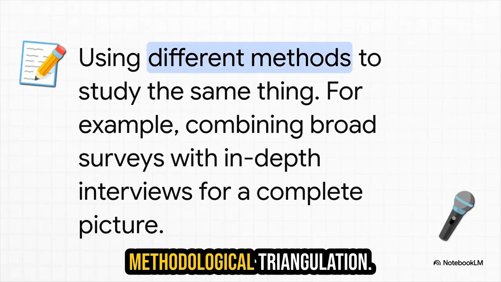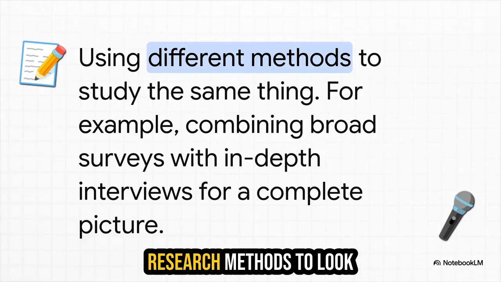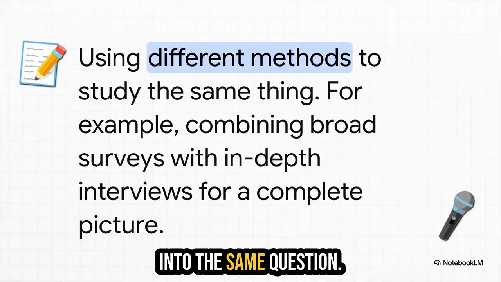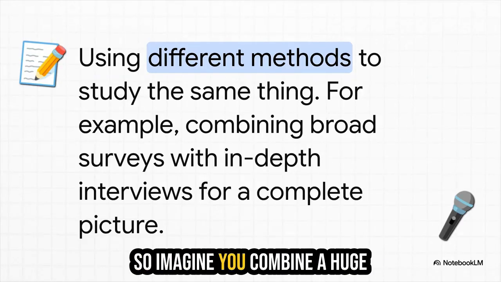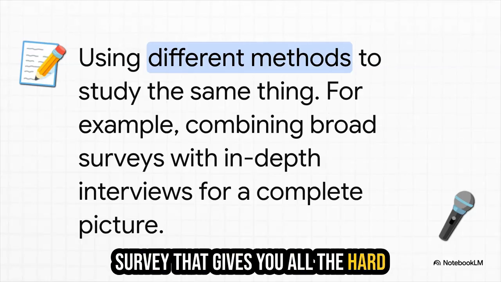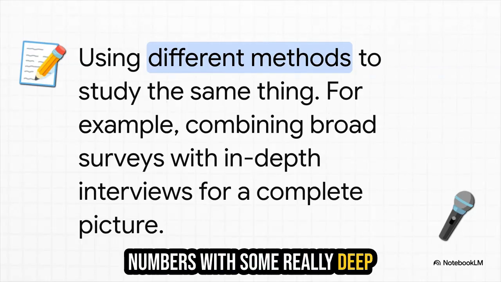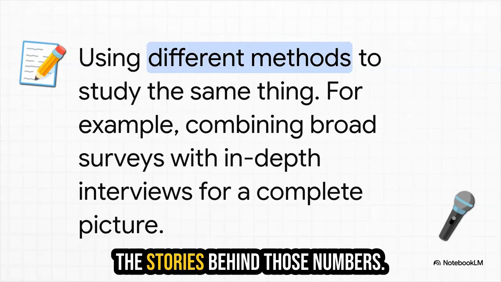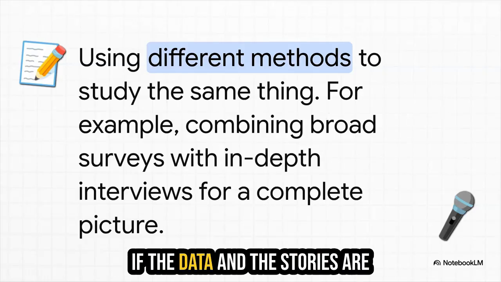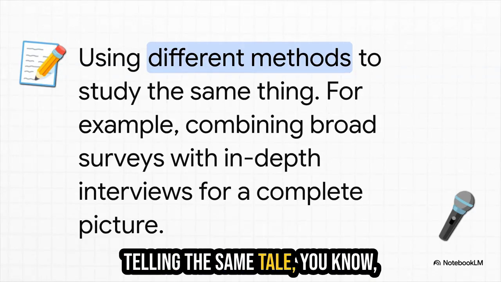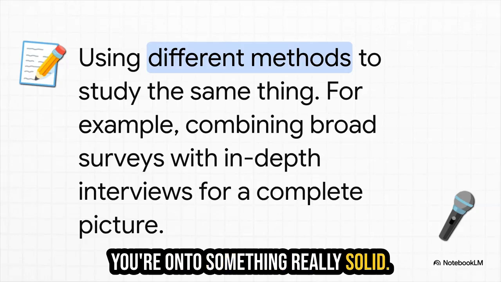Then you've got methodological triangulation. This is all about using different research methods to look into the same question. So imagine you combine a huge survey that gives you all the hard numbers with some really deep personal interviews that give you the stories behind those numbers. If the data and the stories are telling the same tale, you're onto something really solid.